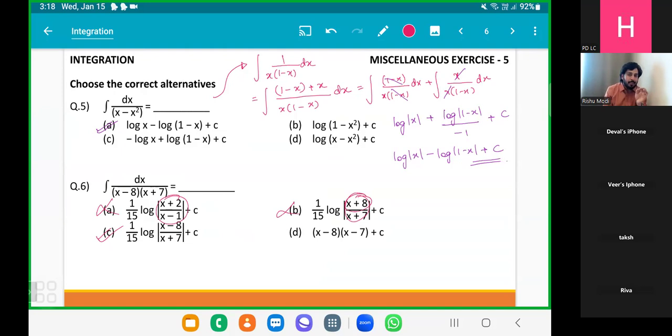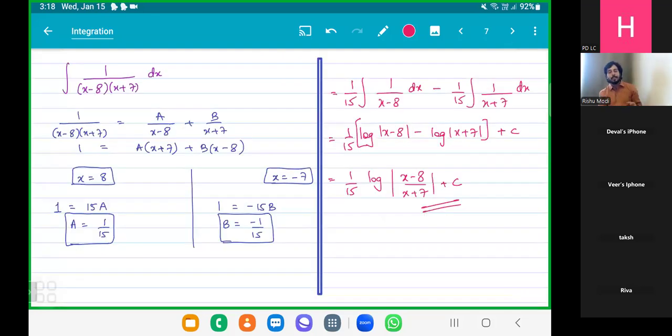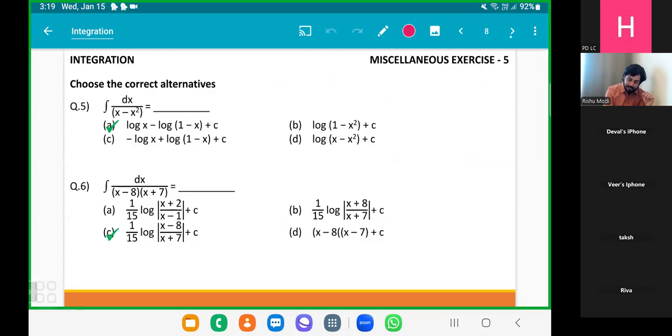D can't be my answer because this is a quadratic equation if I open the brackets, and we have 1 upon something, so the answer has to be in log. So logically, if you understand, I wouldn't have solved the sum at all. My answer straight away was option C beforehand. But I needed to make you understand how we solve this. So this is the method of solving partial fractions: A upon something plus B upon something, and then we take the values, get A and B's values, and then we find the integral part. I hope you understood this question easily. That was a very easy question.